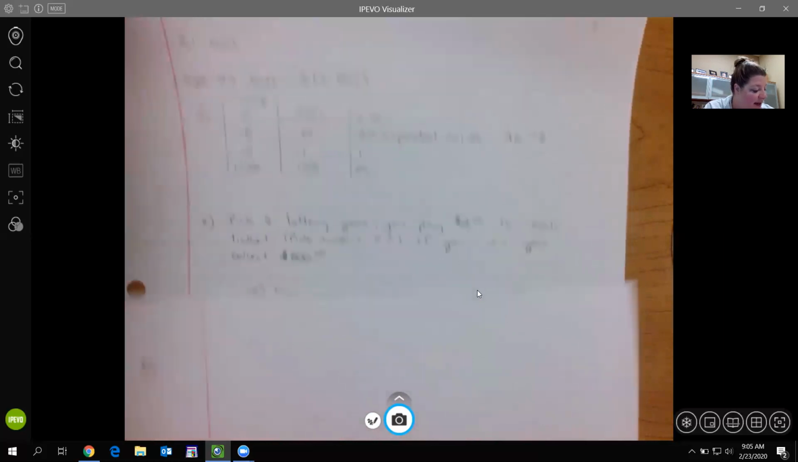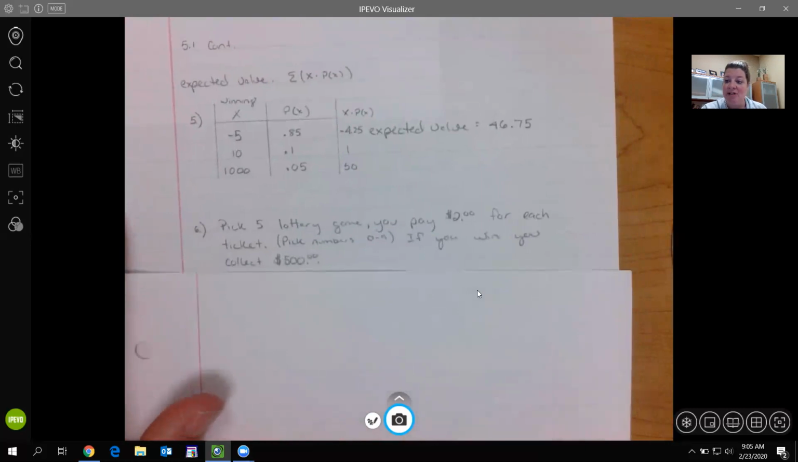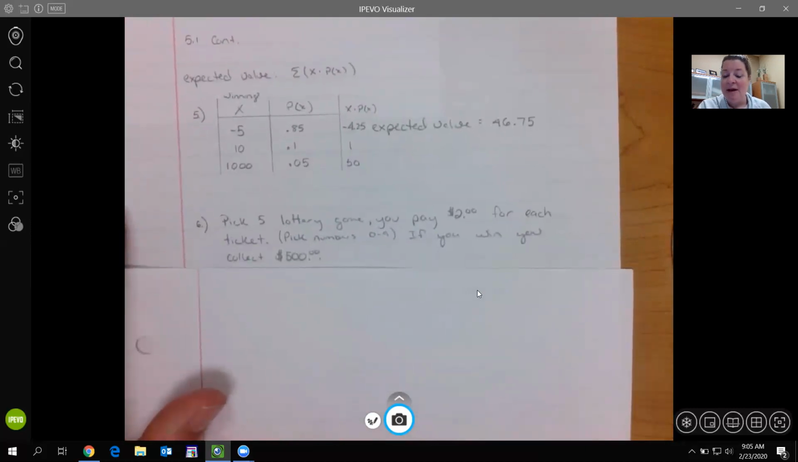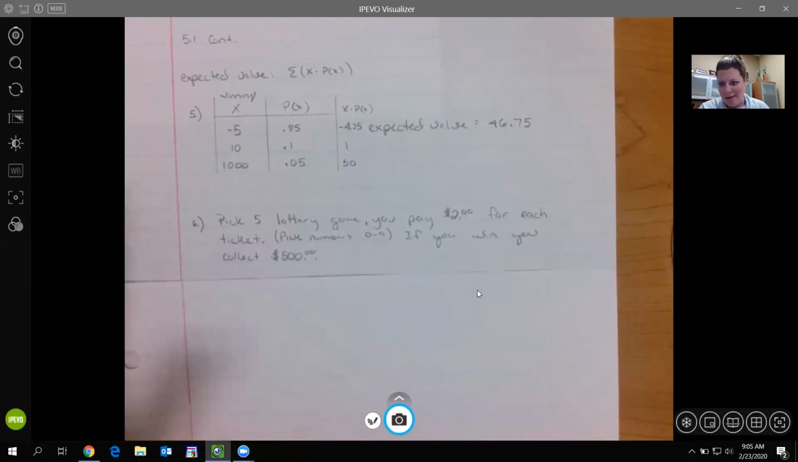Okay, so here's another one, and I like this one because it used some of the ideas from the section before that were a little confusing. This one says, pick 5 lottery game, totally the Powerball if you take off the power part, just the 5. You pay $2 for each ticket, and you pick numbers between 0 and 9. If you win, you collect $500. So we don't have the table. We're starting with having to create our own table using our probability skills.